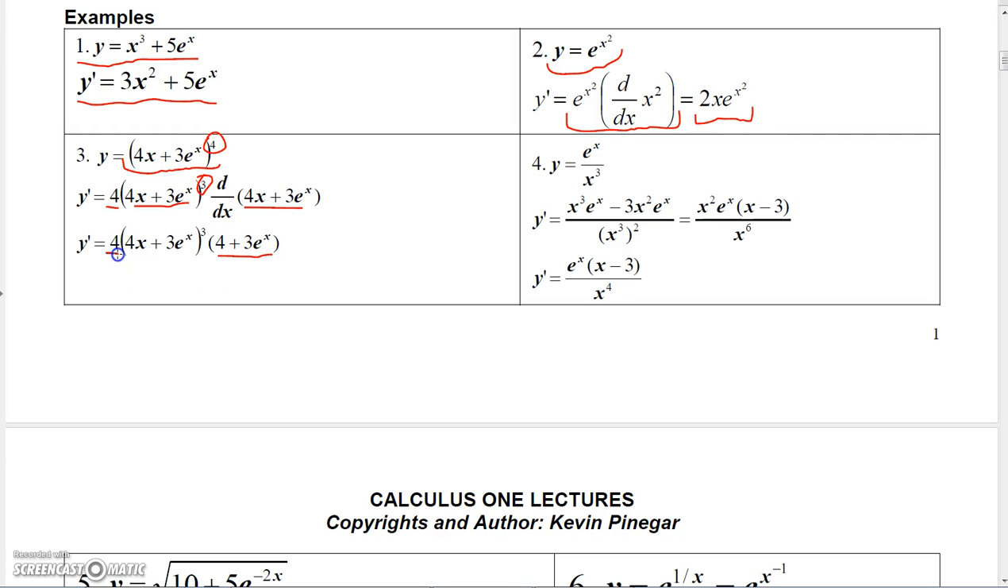Now you could possibly multiply the 4 over here and get 16 plus 12 e to the x, but you know, that's not really necessary in my opinion.